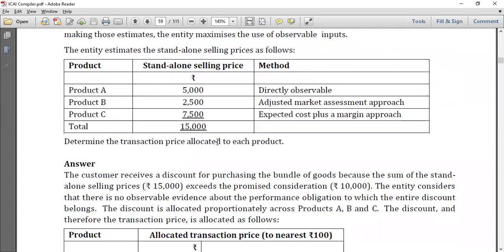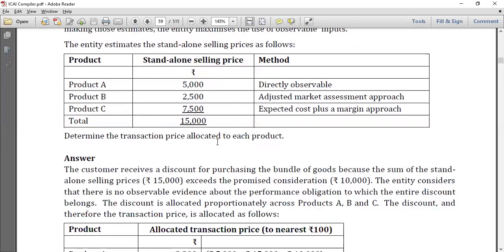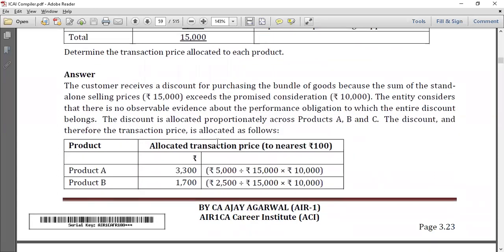So what is the transaction price here? First, what is the customer doing? The customer is receiving a discount for purchasing all the three products, right? When the selling price is 15,000, he is getting all the three products at 10,000 only. The entity also considers that there is no observable evidence about the performance obligation to which the entire discount belongs.